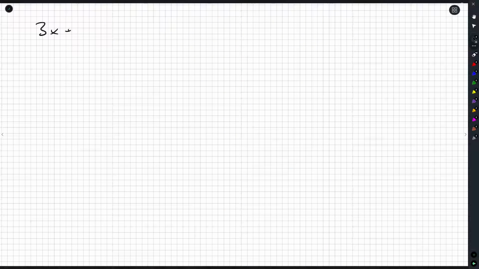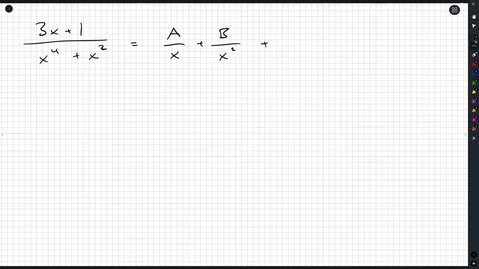So let's set up our decomposition: (3x + 1) over (x^4 + x^2). First we'll deal with the repeated linear factor: A over x plus B over x squared. And then for the irreducible quadratic, I like setting up (Cx + D) over (x squared + 1). I do know other people like setting up individual fractions here, x squared plus 1 gets a Cx, and then another D. It's just a question of whether or not you want a combined fraction. I like it as a single fraction.